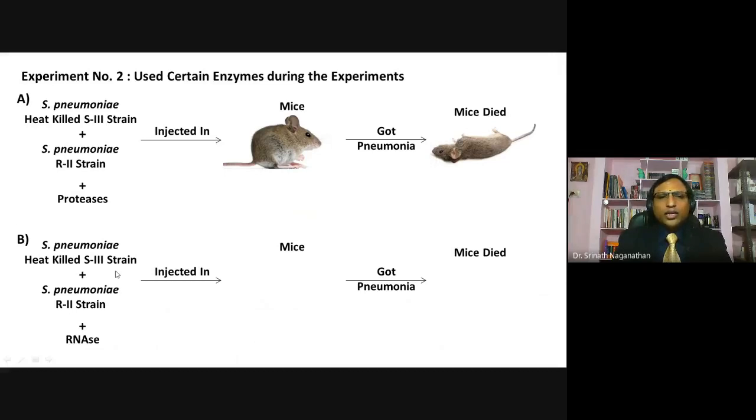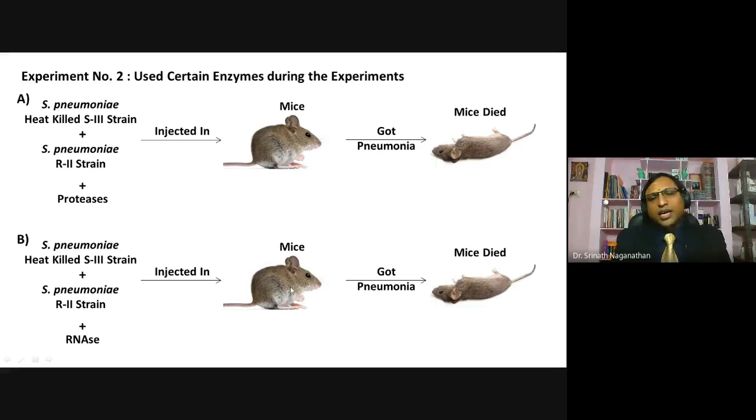In the second experiment, they used the same heat-killed S3 strain and R2 strain of Streptococcus pneumoniae and included the enzyme RNases, and injected them into the mice. Again the mice got pneumonia and died. From these two experiments, they concluded that it is not the RNA that is getting transformed from the heat-killed strain to the R2 strain. So they ruled out protein and RNA transfer during this process.